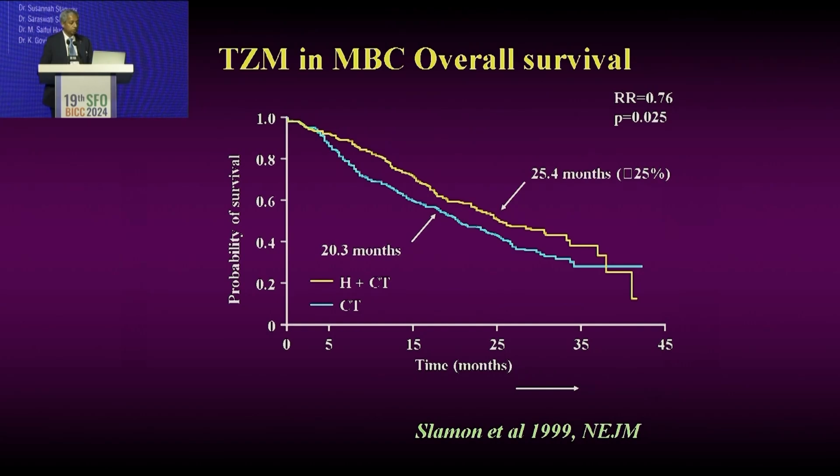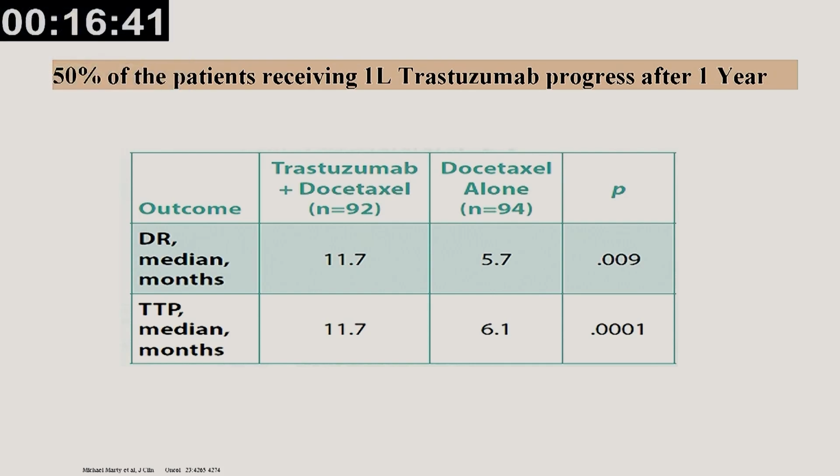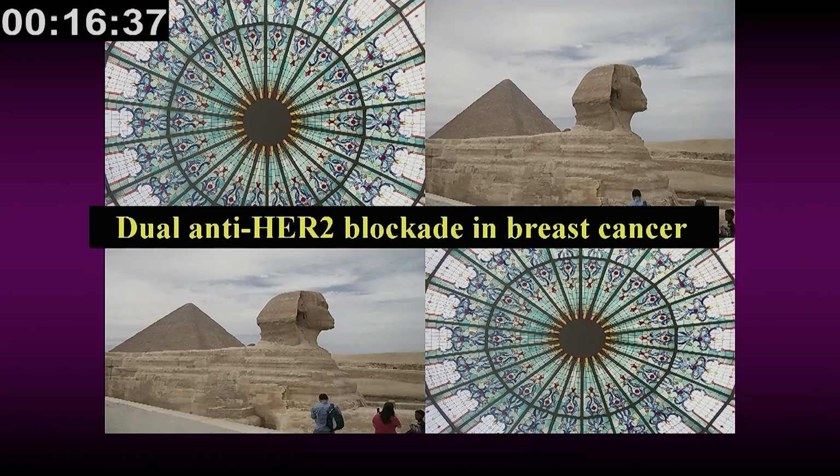Yes, we did find this target, we did find the drug, we did show the advantage, but what happened was almost 50% of these patients who received trastuzumab at first line had progressed after 1 year. And therefore, we started looking at newer targets, and we had this concept of what is known as the dual HER2 targeting in breast cancer.